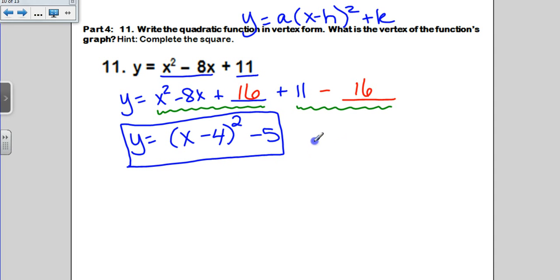So the other thing they wanted me to do was find the vertex itself, and remember the vertex is at (h, k), and h is always opposite, so my vertex is at (4, negative 5). So not too bad. I actually kind of like those problems.